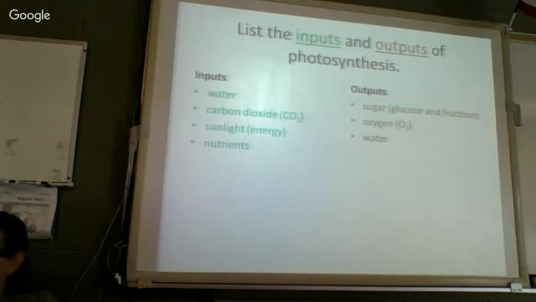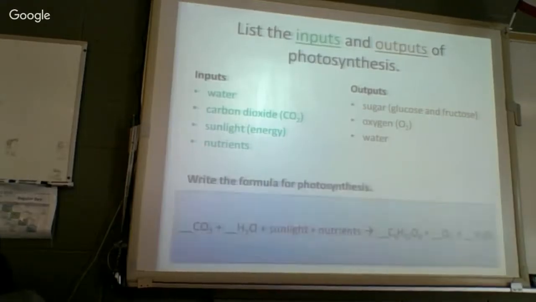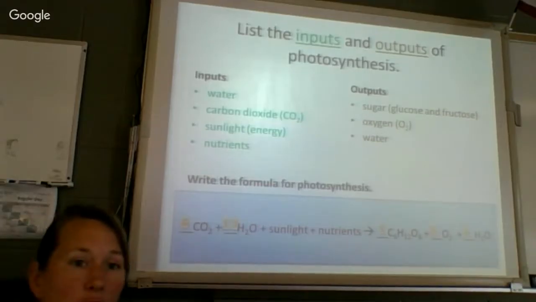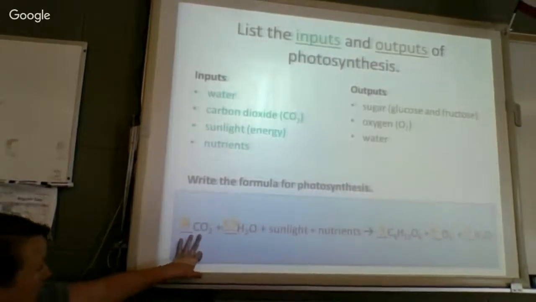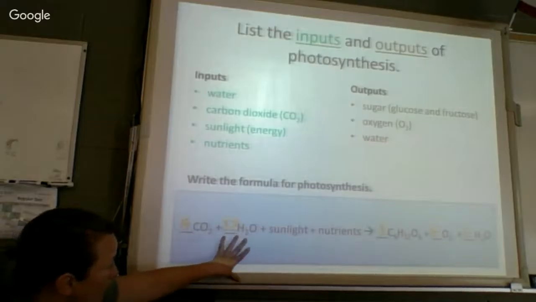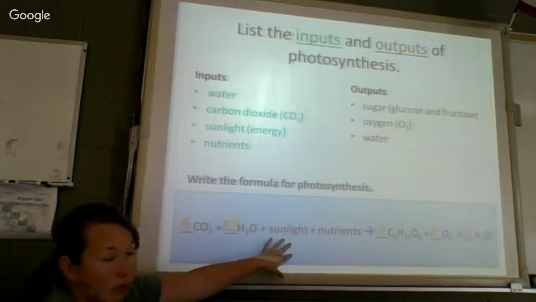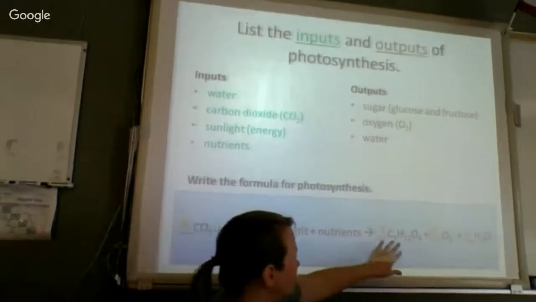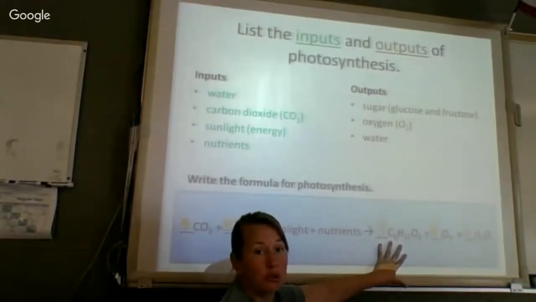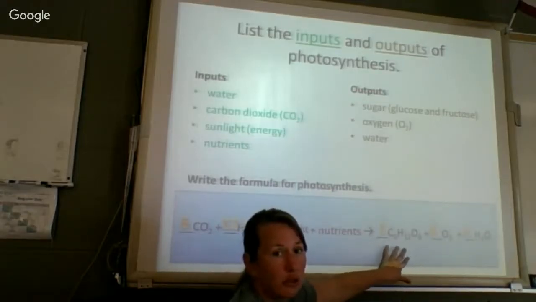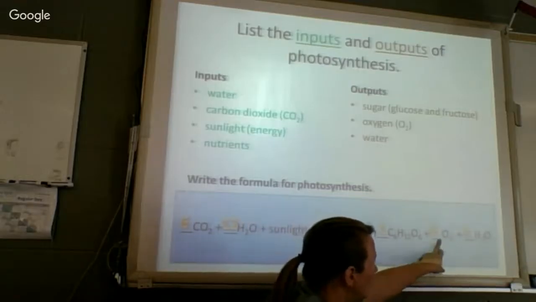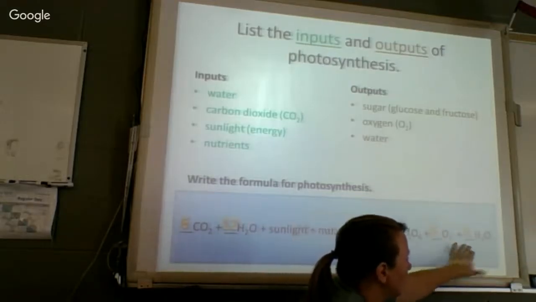Oxygen, O2, and water. Now, what that looks like in an equation, and I want you to commit this to your memory. This is an important equation, and if you know this one, then you're going to know the next thing we talk about. So we've got 6 CO2, 12 H2O, sunlight and nutrients, and that equals C6H12O6, that's glucose, the simplest form of sugar. We've got 6 O2 and 6 H2O.